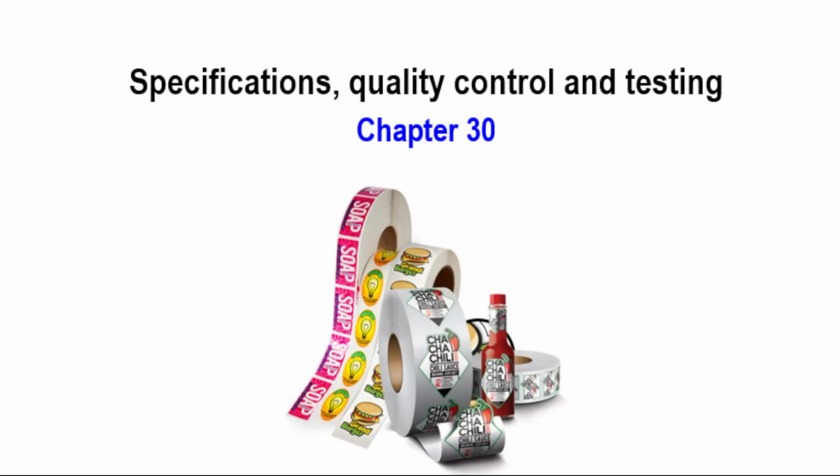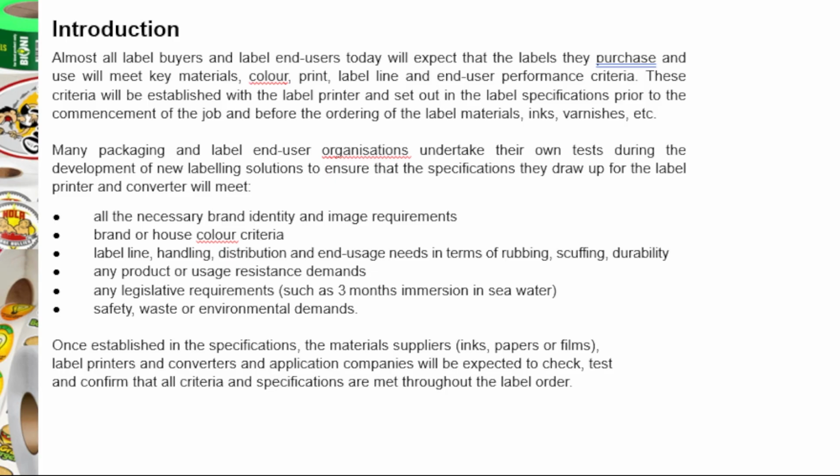So we start here: specifications, quality control and testing. Introduction. Almost all label buyers and label end users today will expect that the labels they purchase and use will meet their key materials, color, print, label line, and end user performance criteria. These criteria will be established with the label printer and set out in the label specification prior to the commencement of the job and before the ordering of label materials, inks, varnishes, etc.